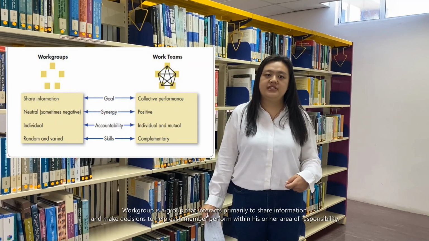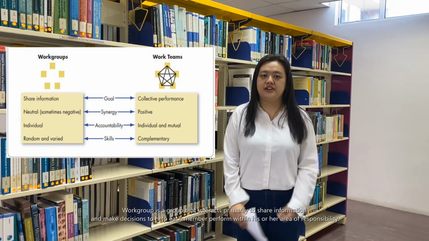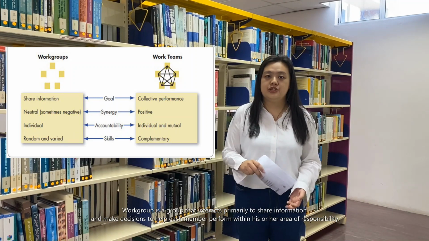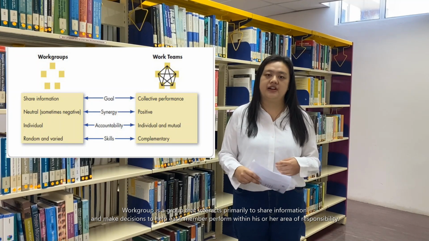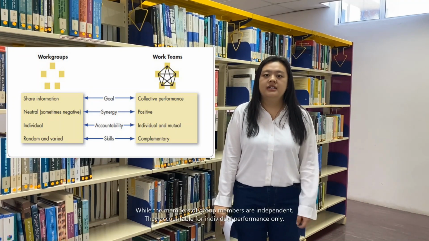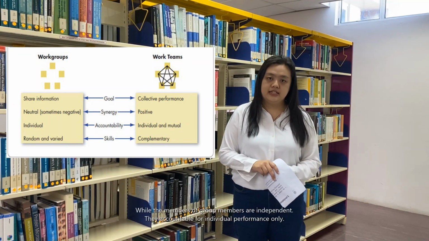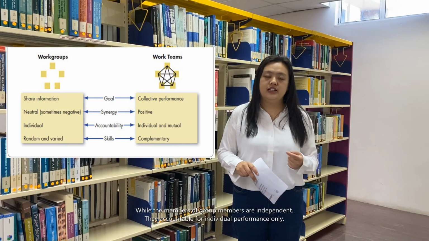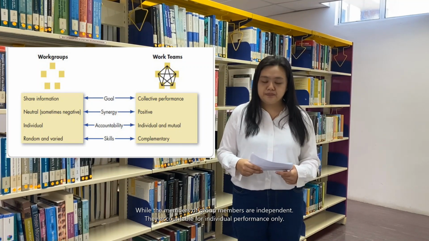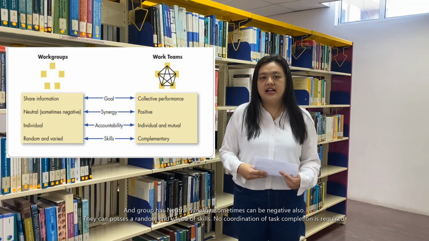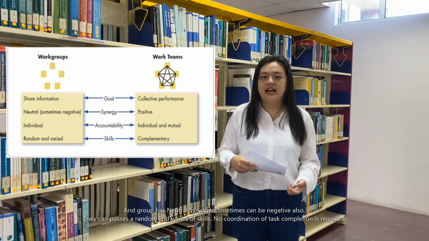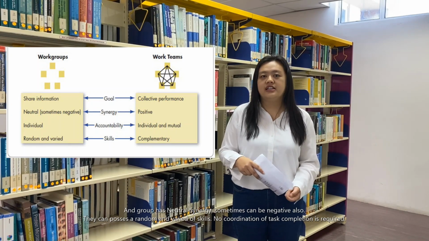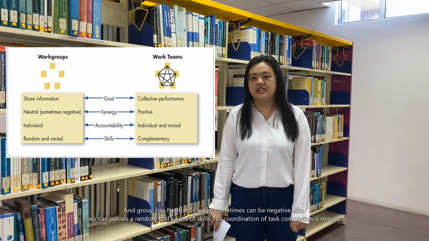A work group is a group that interacts primarily to share information and make decisions to help each member perform within his or her area of responsibility. While members in groups are independent, they are accountable for individual performance only. And groups have mutual synergy, sometimes it can be negative also. They can possess random and varied skills, and no coordination of task completion is required.